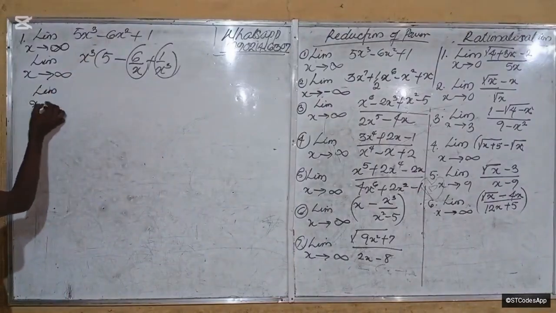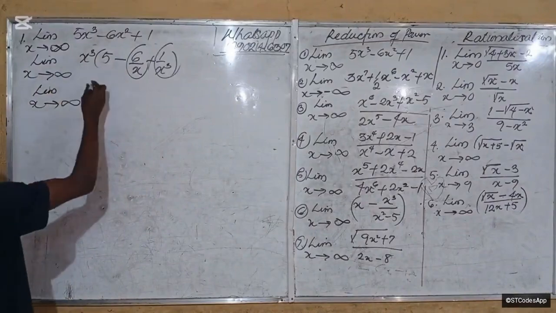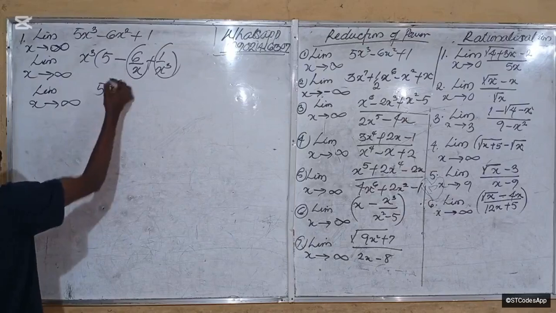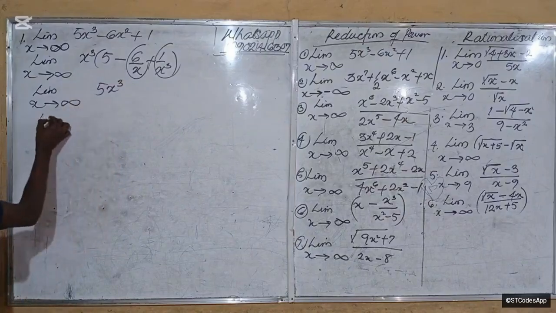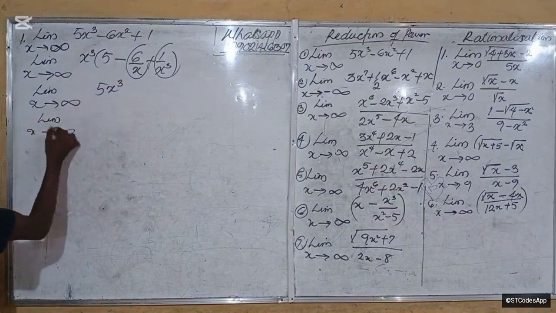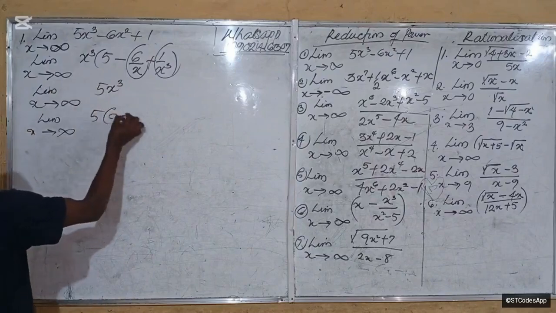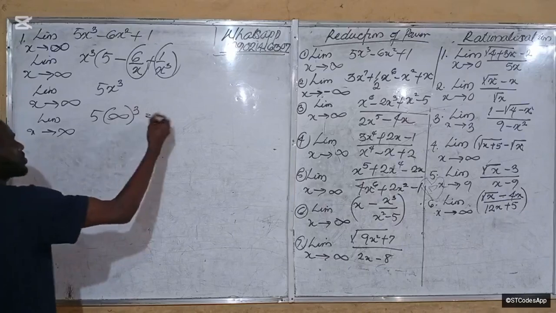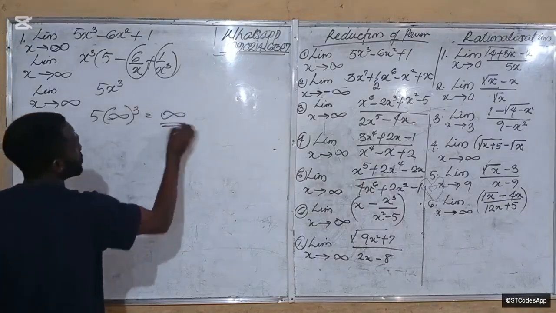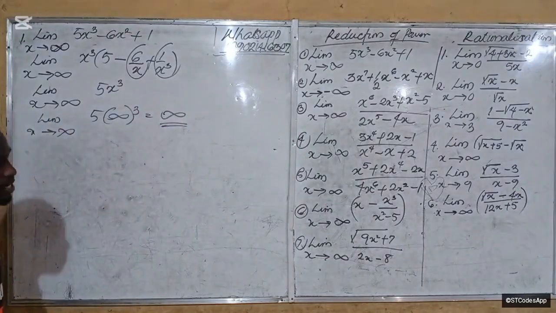So the limit as x tends to infinity of our expression becomes 5x cubed. Now we can plug in infinity so that we have limit as x tends to infinity of this guy becomes 5 into brackets infinity cubed. Infinity cubed is infinity times 5 is still what? Infinity. So that's going to be our answer.